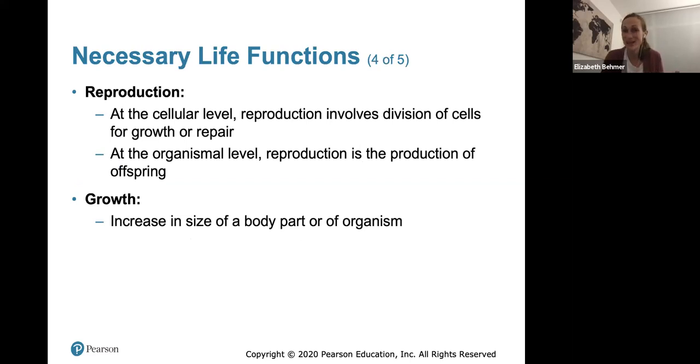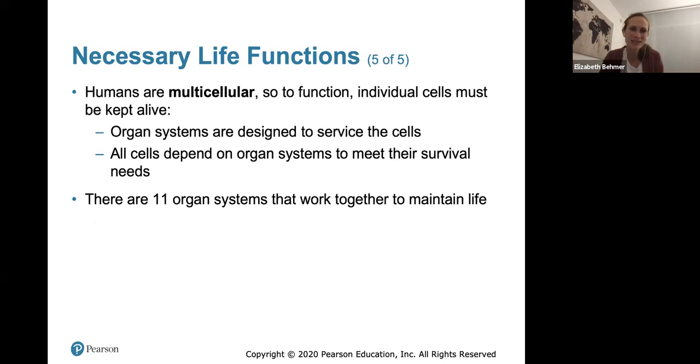Reproduction, dividing of cells for growth and repair. So that's at the cellular level. All of our cells need to reproduce because all of our cells are dying. So we need to make more cells. And then at the organismal level, reproduction is the production of offspring, so continuing that organismal race. And then growth is any increase in size of a body part of an organism.